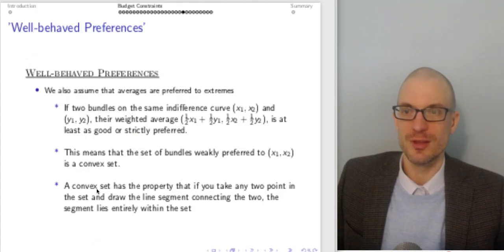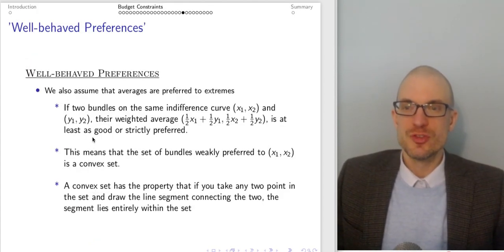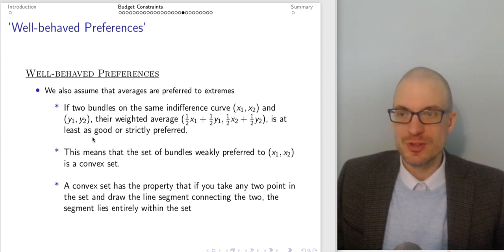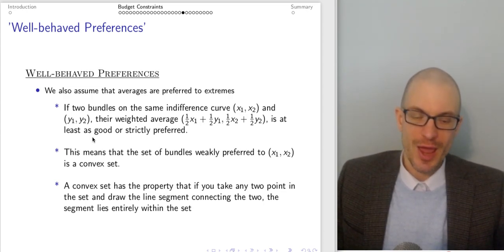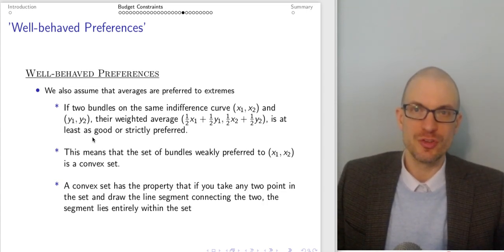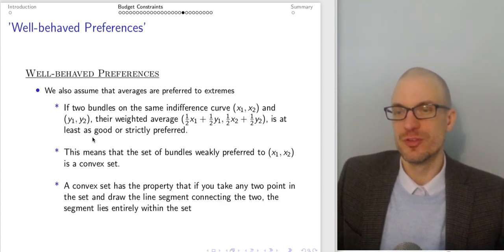That's monotonicity. We also assume the averages are preferred to extremes. So for averages preferred to extremes, what this has to tell us is that we would rather have a bundle that has an average amount of both goods than an extreme amount of the goods.